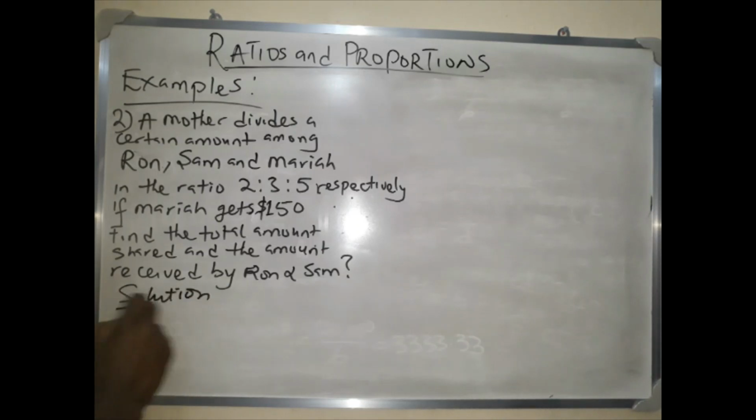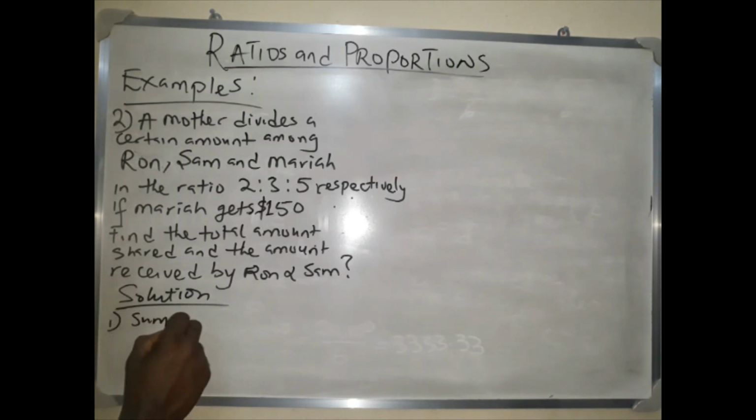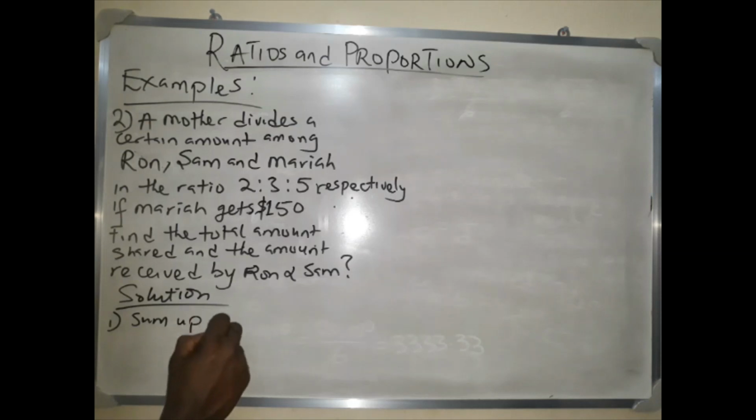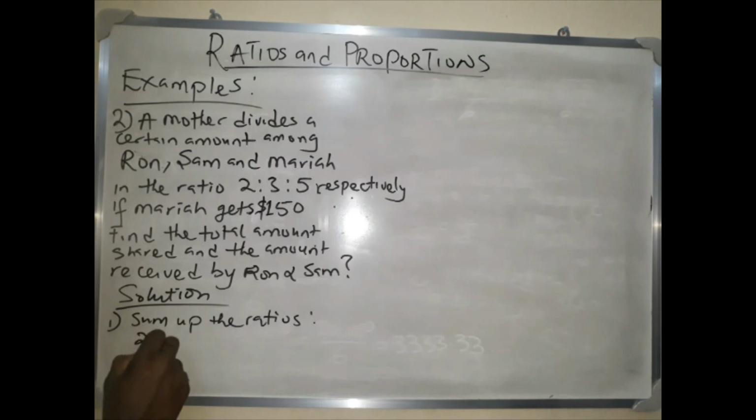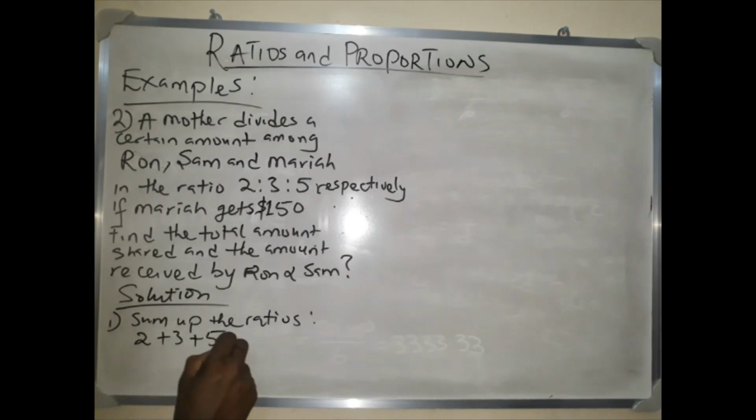Now, we're still going to use the same techniques that we used in solving the previous one, in that the first thing we're going to do is sum up the ratios. And that is 2 plus 3 plus 5, which is equal to 10. We sum up the ratios, which will give us 10. 2 plus 3 plus 5 equals 10.